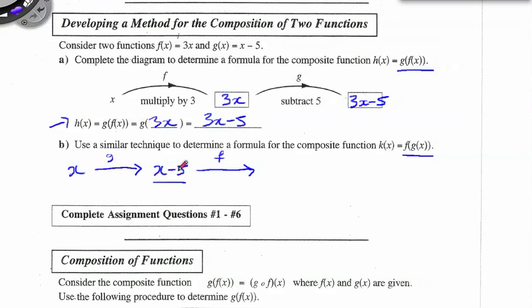Okay, so we are going to multiply this input by 3. So x minus 5 gets multiplied by 3. So that is equivalent to this composite function that they asked for.